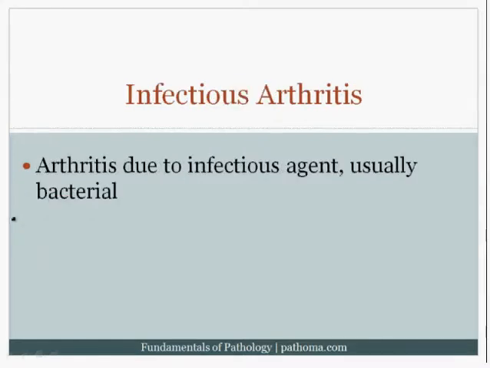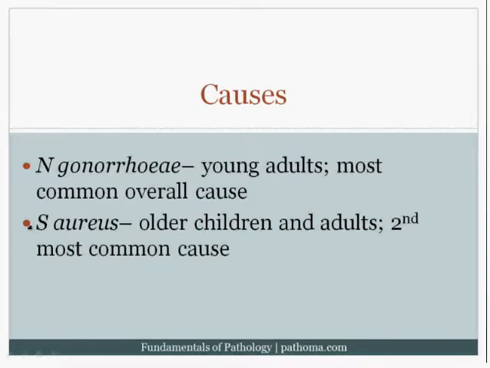The next category of arthritis is infectious arthritis. This is arthritis due to infectious agent, usually bacterial. The most important and most common overall cause is Neisseria gonorrhea. This would be classically seen in a sexually active young adult. The second most common cause is Staph aureus, and this is classically seen in older children and adults.